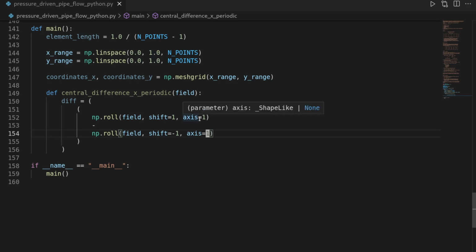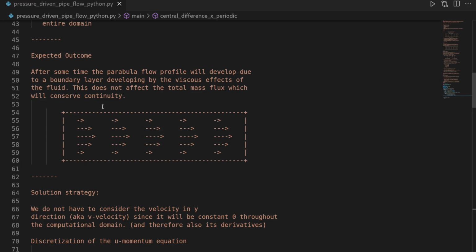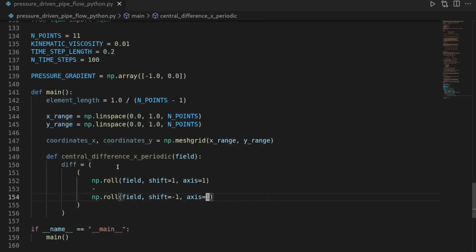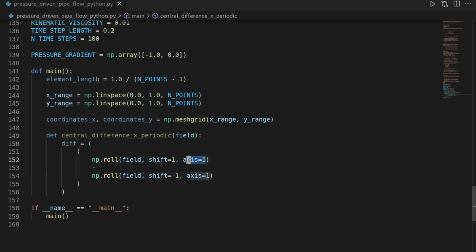And if you ask yourself why we are using 1 and not 0, that is due to the fact that we are indexing our domain in the form of a matrix. So you would consider, of course, that this direction is the x direction, whereas the perpendicular axis alongside the cross section of our pipe is the y direction. But if you are thinking of your discretization as a matrix, then the y direction would be indexed as the rows and the x direction would be indexed as the columns, which is the reason why indexing x means that we are indexing at the second point, basically, or the axis is 1 and not 0.